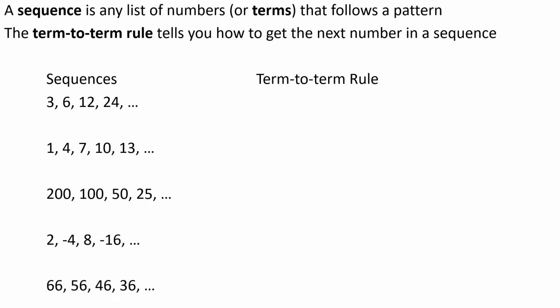So in the examples of the sequence we've got here, the first sequence, all it's doing to get to the next number is multiplying the previous number by 2. So our term-to-term rule will just be times by 2. For the one after that, we've got a plus 3 rule going on. So our term-to-term rule is plus 3. What about this one? 200, 100, 50? Yep, that's right. We're dividing by 2.